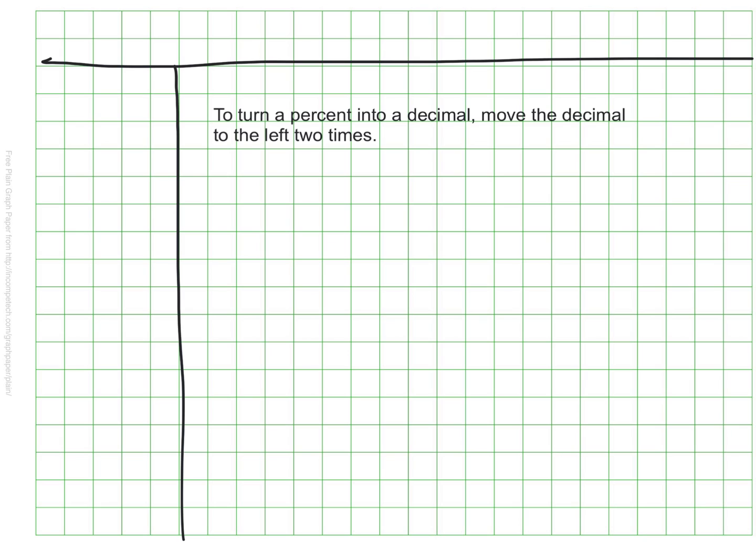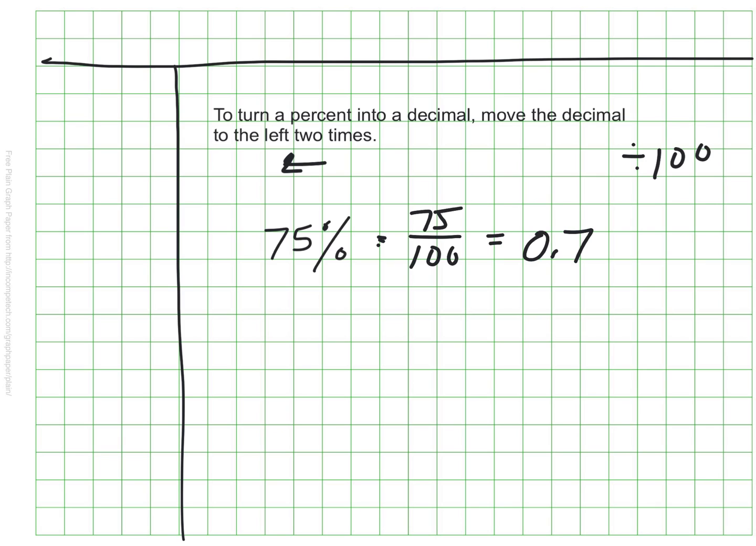To turn a percent into a decimal, we go the opposite direction. We move the decimal to the left 2 times. This has the effect of dividing it by 100. We'll see what that looks like. 75% we know means 75 out of 100, because that's what percent means. And so that would be the fraction 75/100, which can be written as 75 hundredths.